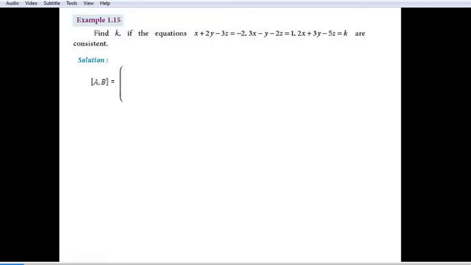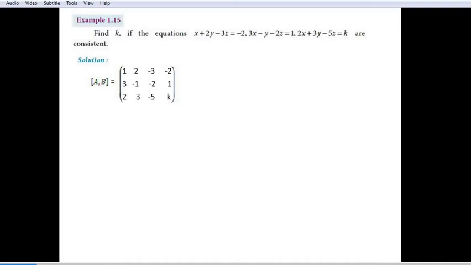The first row is 1, 2, minus 3 and minus 2, the second row is 3, minus 1, minus 2, 1, and the third row is 2, 3, minus 5 and k. So this is the augmented matrix of the given system of equations. We try to convert it into echelon form.